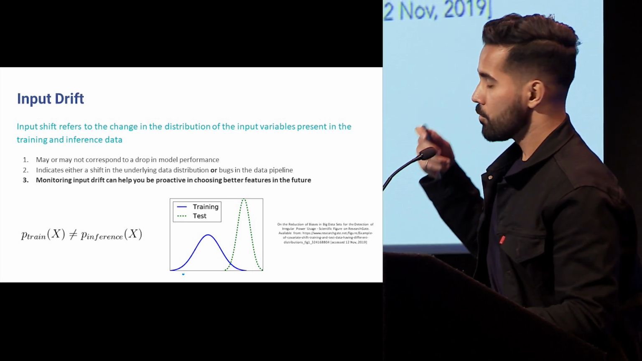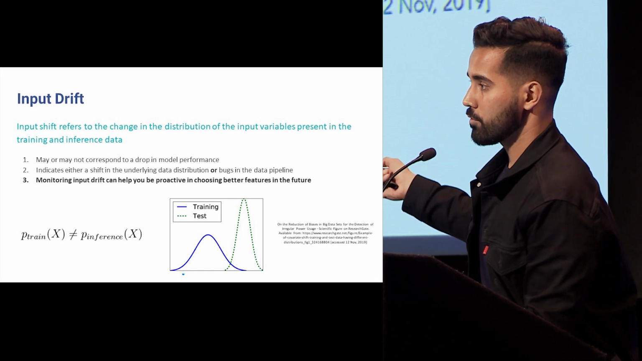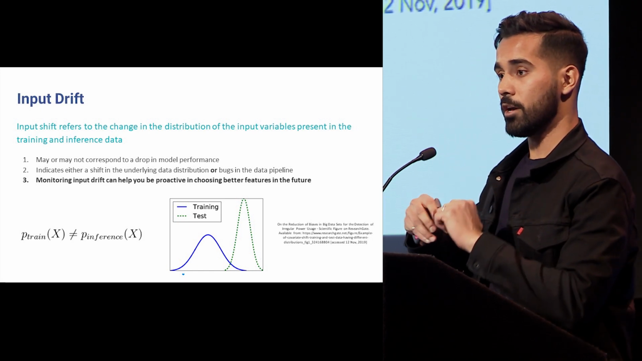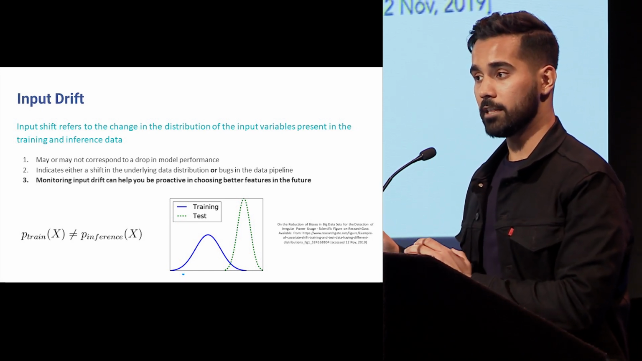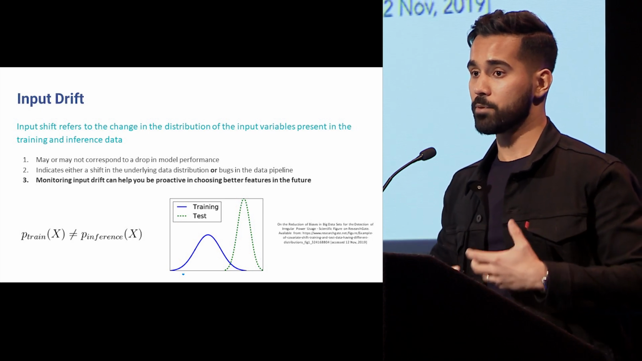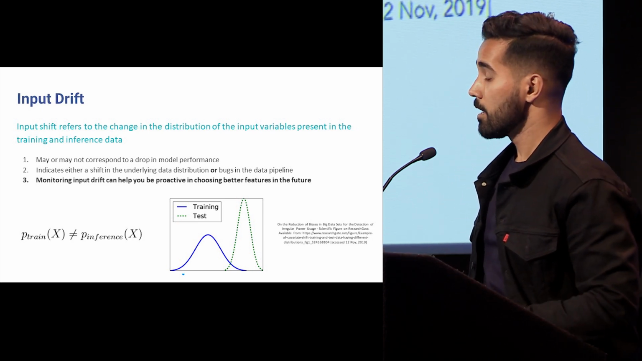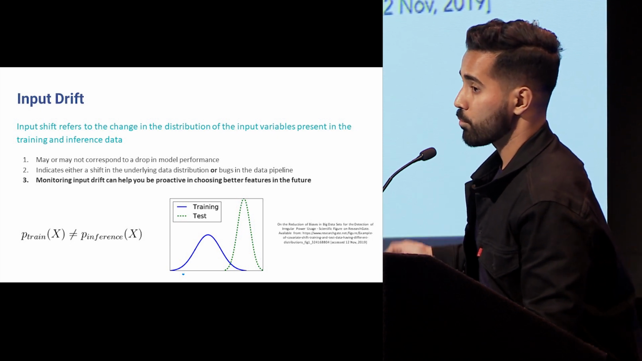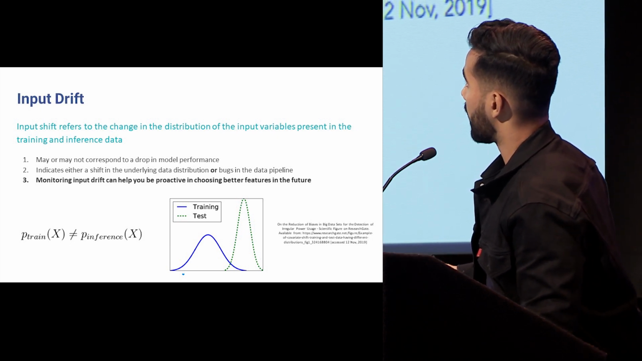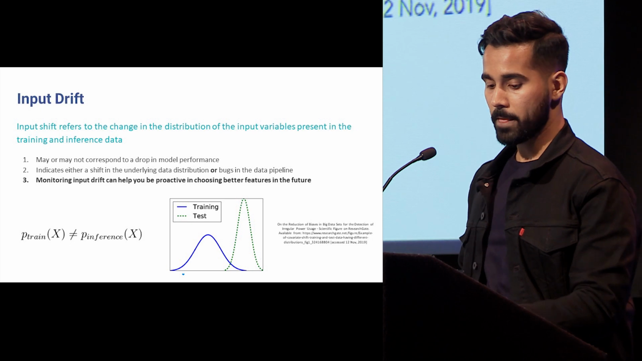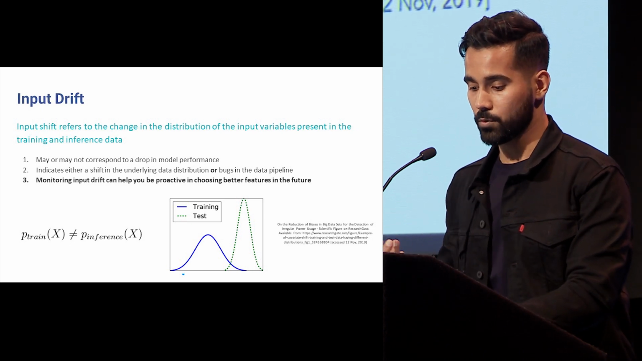Now, not only can monitoring input drift in each of your features help you make sure that your model is performing the way it is, that your data sets are healthy, that your pipeline is healthy, but it can also help you be more proactive in choosing better features to train on. Now, why do I say that? So think about it this way.